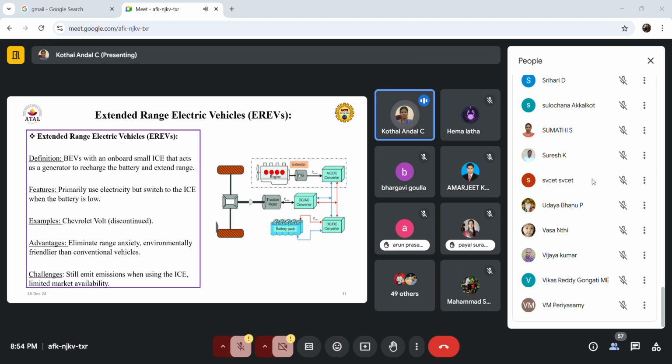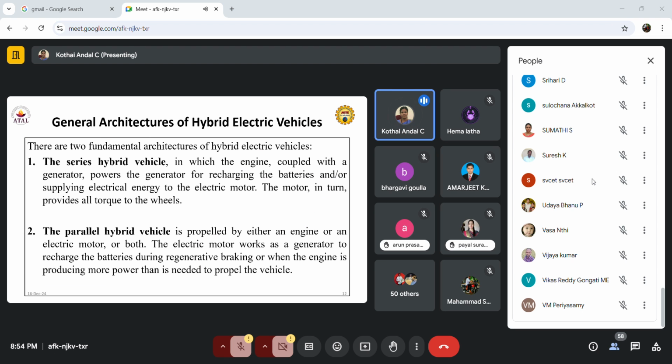ISG is nothing but the integrated starter generator. That is the generator only, so the engine is coupled with the generator, and the engine will start the generator. This can be used for some trucks, some kinds of purposes. But nowadays they are saying this process is discontinued. So we'll wait and see how the future comes. So this is the thing.